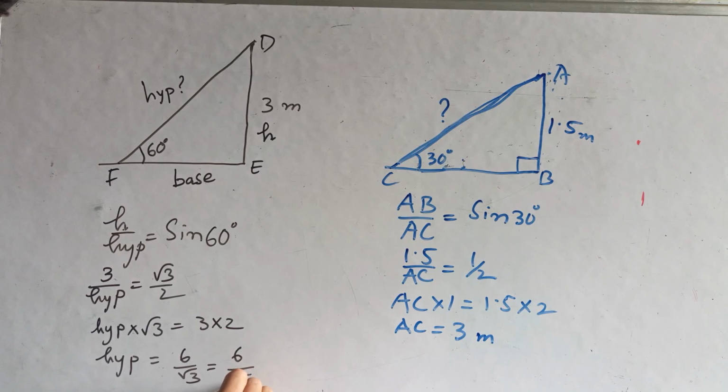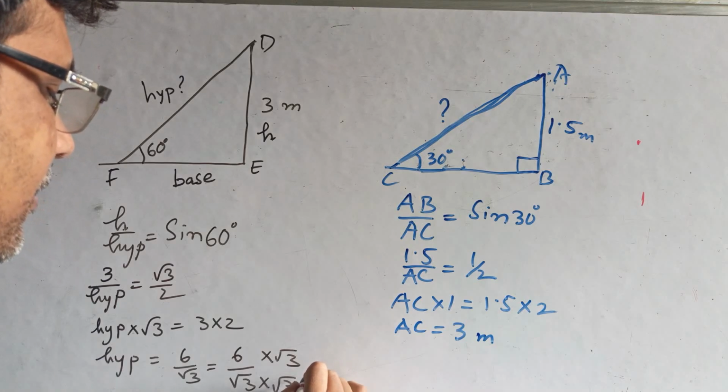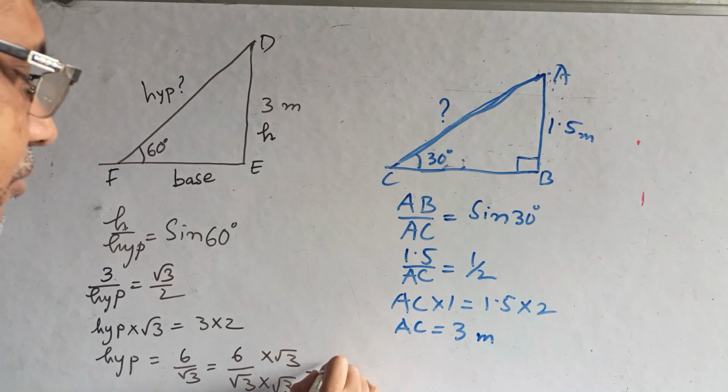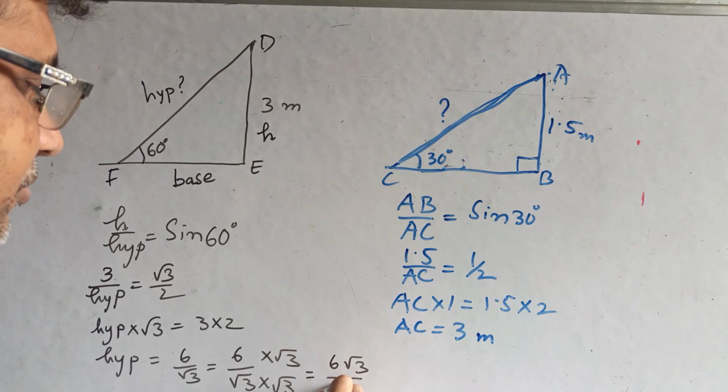What is the rationalization process? You have to multiply the numerator and denominator by the same root 3 that was here. So root 3 into root 3 becomes 3. This is called the rationalization process. Preferably, a root should not be kept in the denominator. So this became 3 now. So the numerator became 6 root 3 and the denominator became 3.